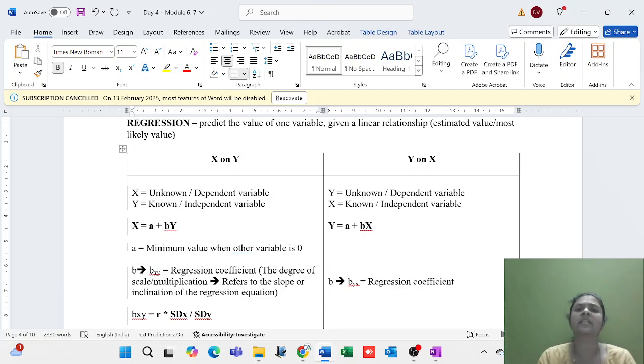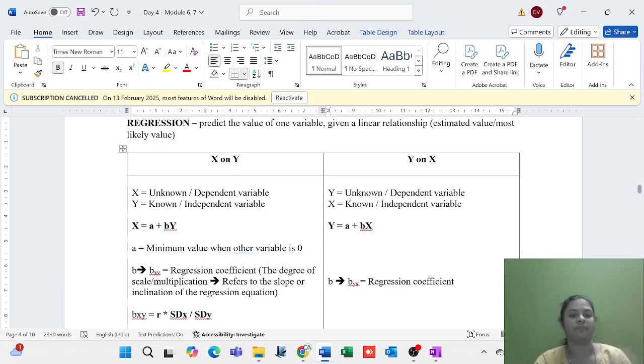Whichever is given is the known value. Known value means independent value. Whichever is unknown is the dependent value. That will come on the left. Remember it like that. Okay? Whichever comes on the left is your equation. So the equation is x is equal to a plus by for x on y, and for y on x it is y is equal to a plus bx. So whichever you want to find, you keep it on the left hand side.